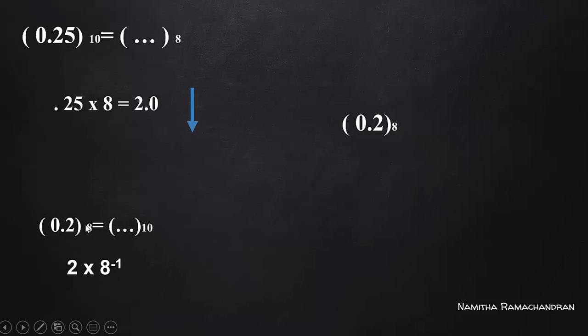If we have more digits after this decimal point, then the first digit is multiplied by 8 raised to minus 1, the next digit by 8 raised to minus 2, and so on. Here we have only one digit just after the decimal point, so we can stop here. That is 2 into 8 raised to minus 1 alone, which is 2 by 8. This 2 by 8 is 0.25, which is exactly equal to this number in decimal.